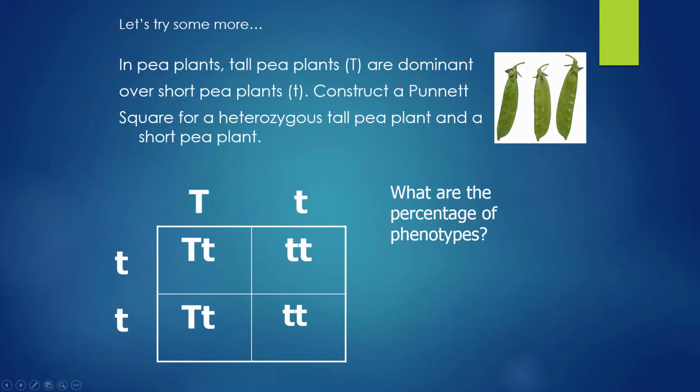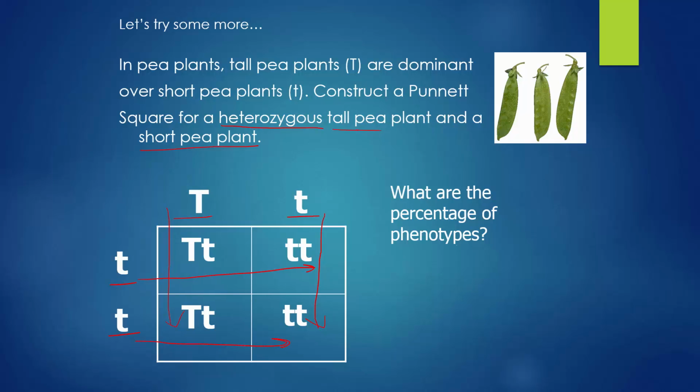Here we are. So we have a heterozygous tall pea plant, so big T, little t, and a short pea plant. So short pea plants are recessive, so you mark those little t, and then you go through and you mark, here's your big T, you put those down, little t's, you put those down, little t's you put across, little t's you put across.